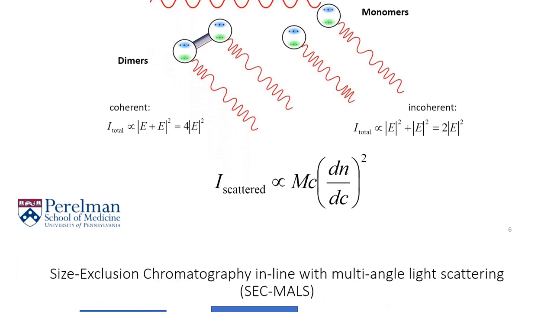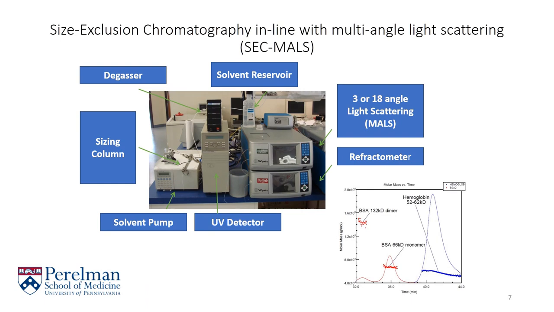For those doing biochemistry, biophysics, and structural biology, one of the most popular implementations of light scattering today is size exclusion chromatography in line with multi-angle light scattering, simply known as SEC-MALS. In this approach, the samples of interest are processed through a standard chromatography assembly with a sizing column that separates the macromolecules by their size.